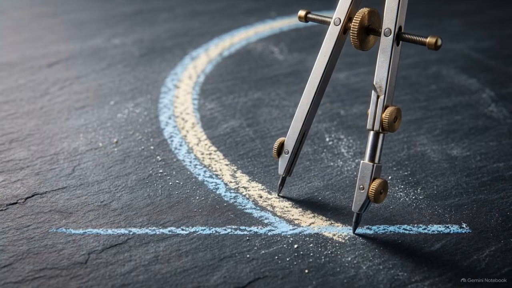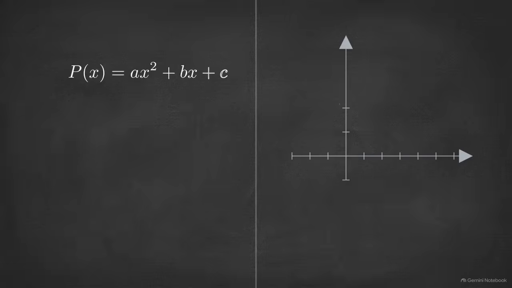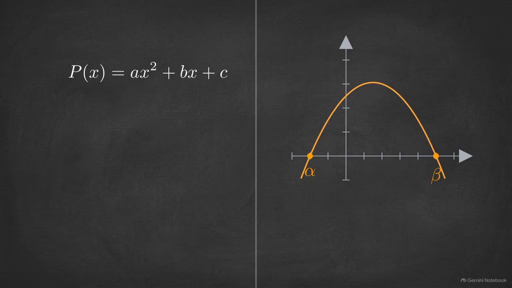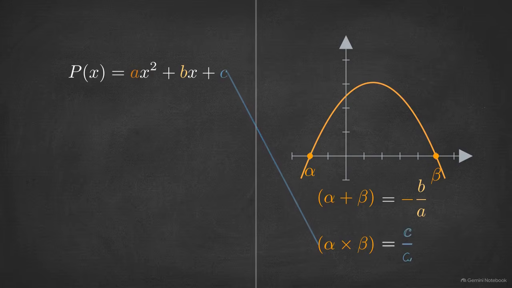The points where a curve hits the ground are not random. They are strictly controlled by the algebraic structure of the equation. These geometric roots, alpha and beta, are mathematically hardwired to coefficients a, b, and c. 2 symmetric rules govern this. The sum of the roots always equals the ratio of negative b divided by a. Additionally, their product equals c divided by a.